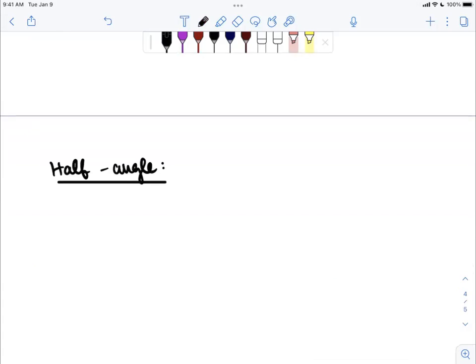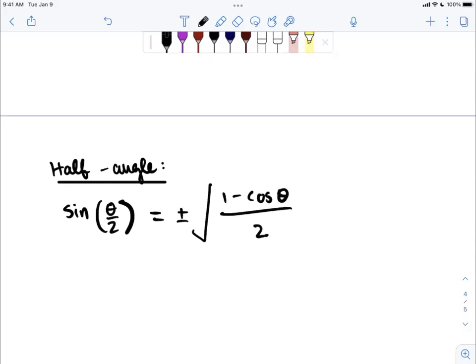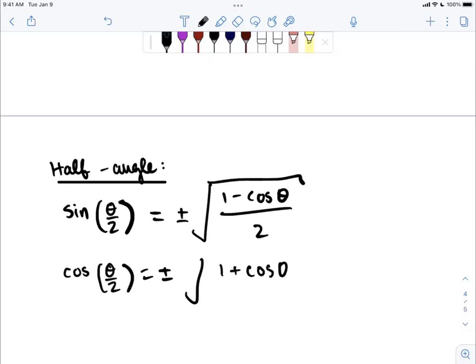So now we have sine theta over 2. We have a plus or minus here because there's a square root, and we don't actually know which one it is. It's going to be plus or minus the square root of (1 minus cosine theta) over 2. For cosine theta over 2, it's going to be plus or minus the square root of (1 plus cosine theta) over 2.